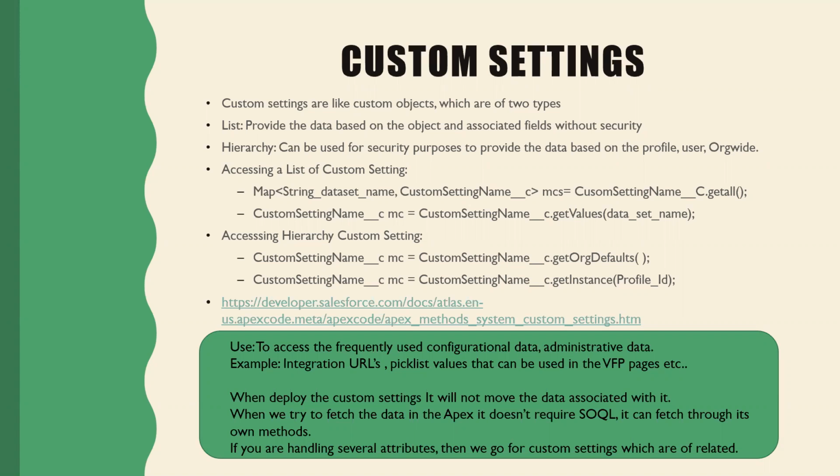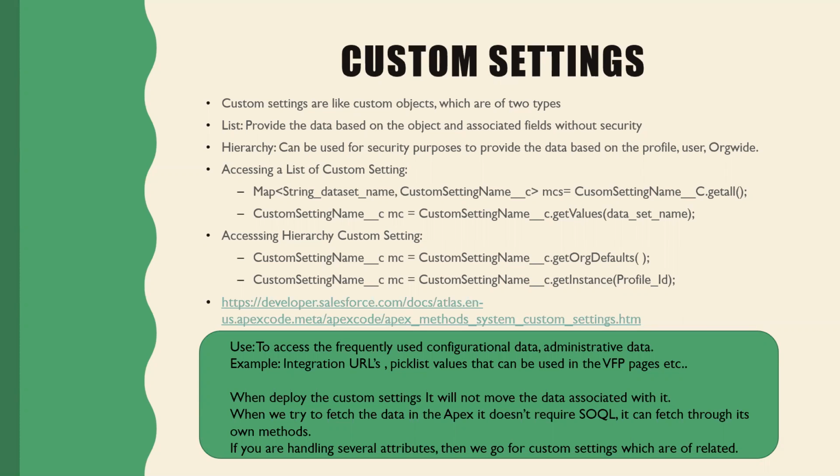There are two types of custom settings. One is a list, the other is hierarchy. List, as I understood it, is to provide data based on the object and associated fields without security. Whereas hierarchy comprises the security model. It goes with your profile and can be assigned to a user, and can also be assigned org-wide, which means the entire org, with no profile or user.